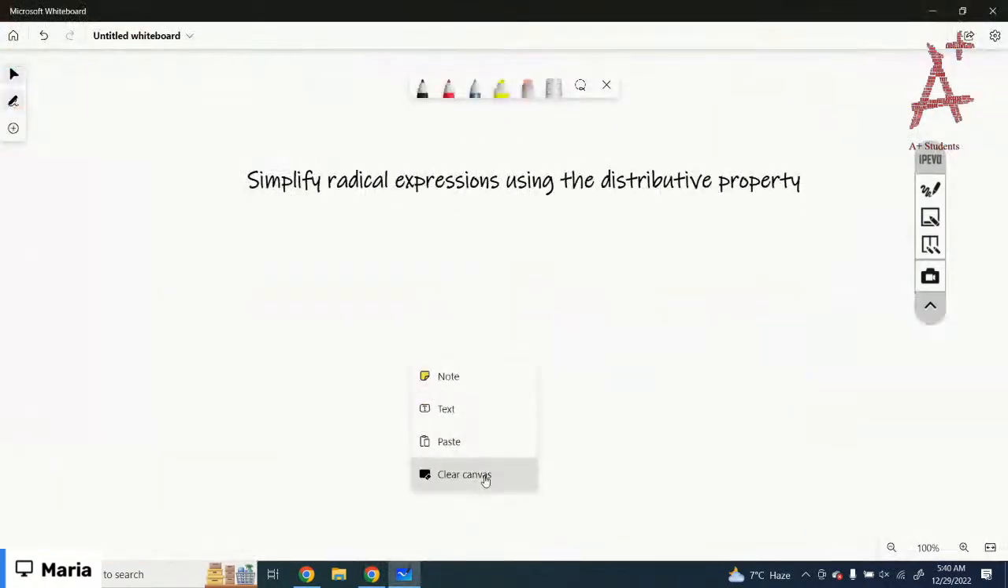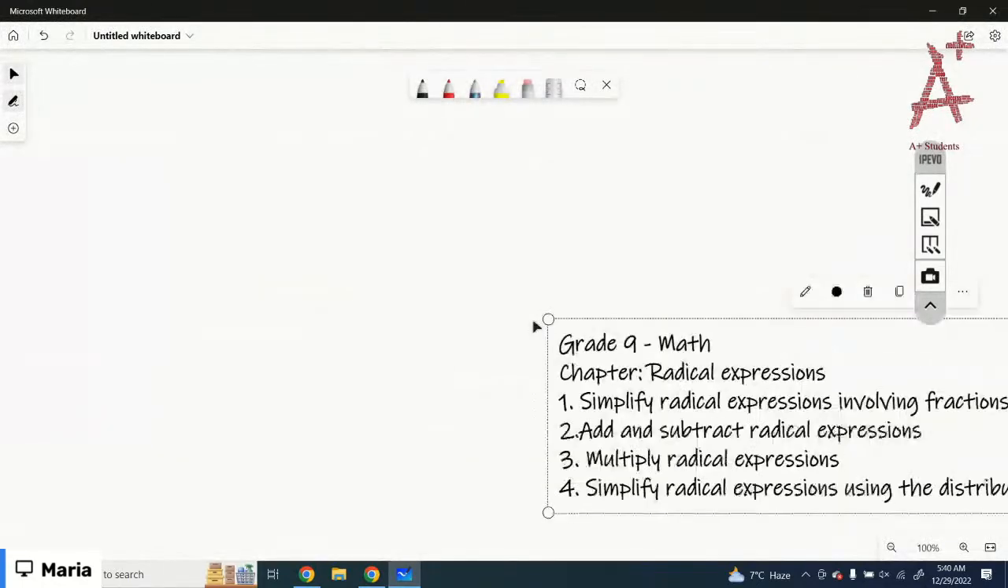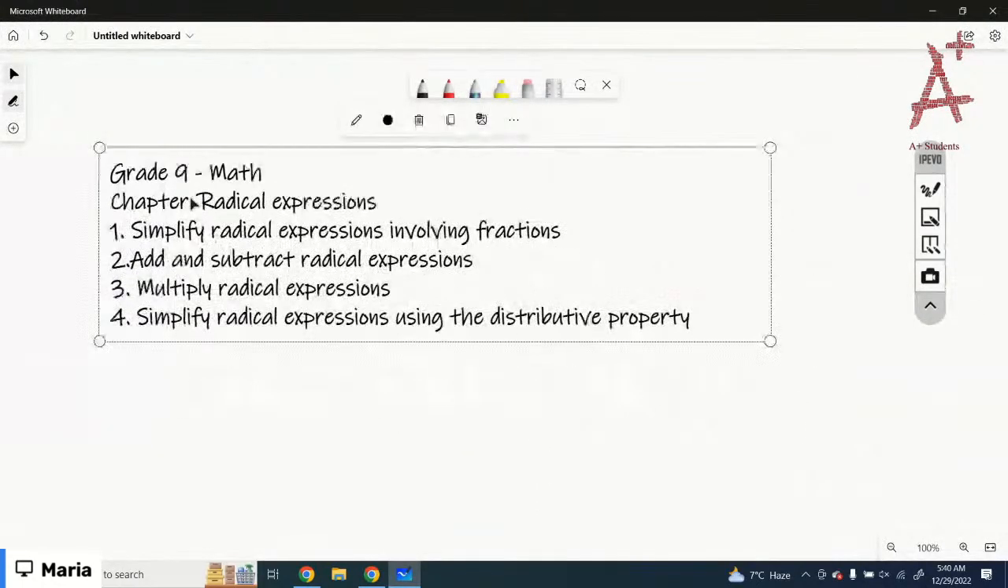So here is the list of the lessons we have covered today. We are working on grade 9 maths. The chapter name is radical expressions. And the lessons we just did are simplify radical expressions involving fractions, add and subtract radical expressions, multiply radical expressions, simplify radical expressions using the distributive property.